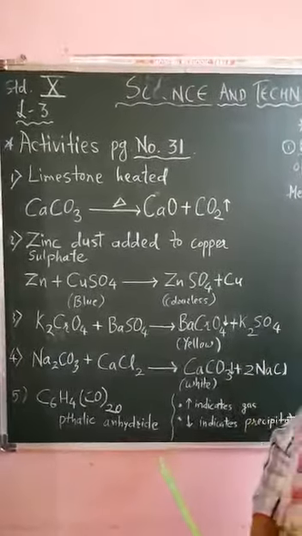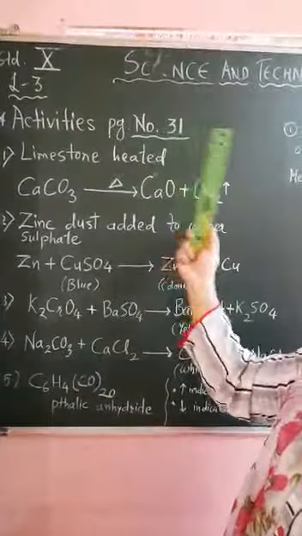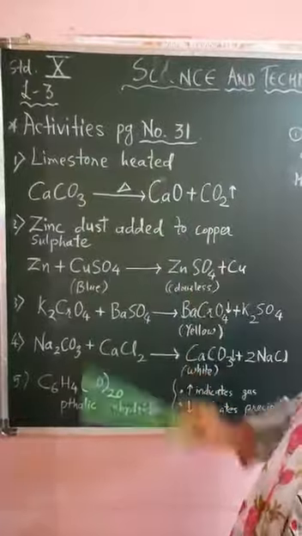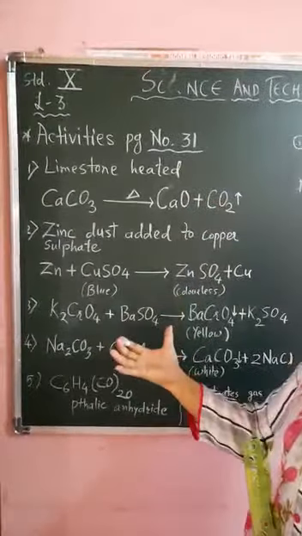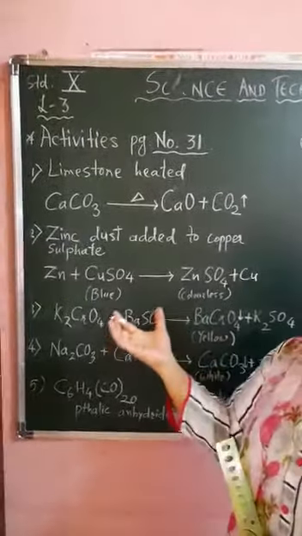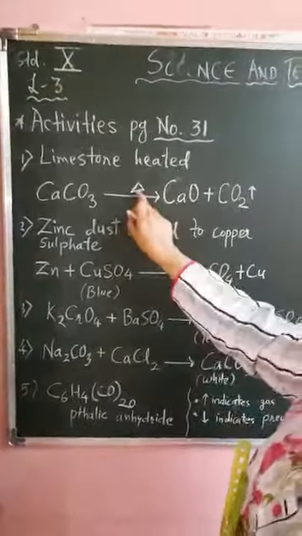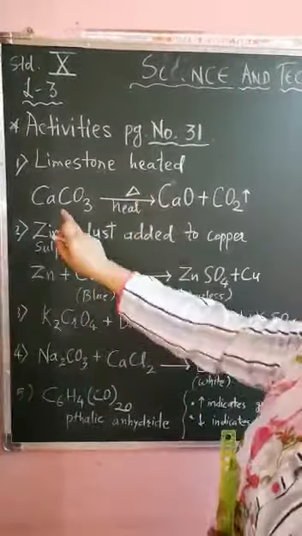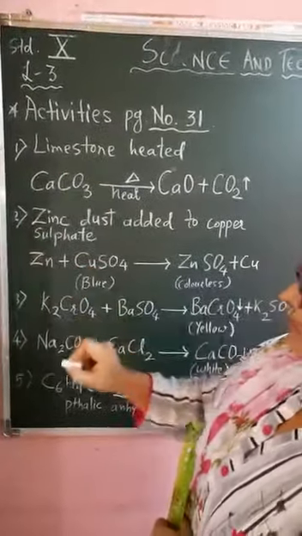Now let us study some of the chemical reactions given on page number 31. The first one is limestone is heated. Limestone is taken in an evaporating dish and it is heated at a high flame, at higher temperature. This triangle indicates that it is heated. Here we write the name also, that is calcium carbonate. It is also called as limestone.